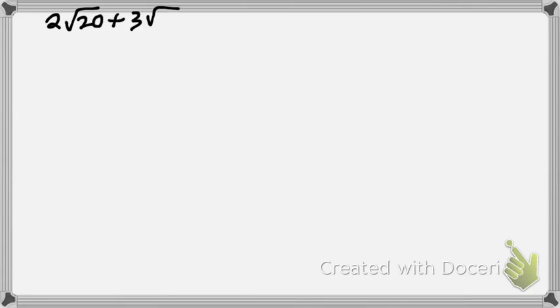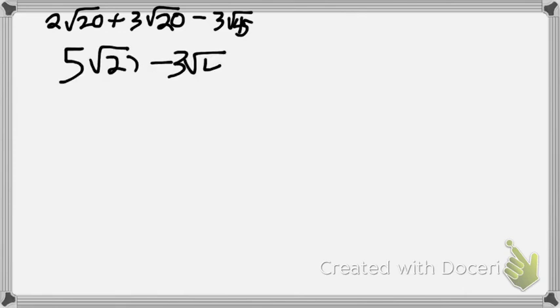Moving on, I wanted to do this one. So we have 2 radical 20 plus 3 radical 20 minus 3 radical 45. Before I start simplifying them, I want to do anything I can here. I see that I have 2 radical 20 plus 3 radical 20. I can join those together and get 5 radical 20 minus 3 radical 45.